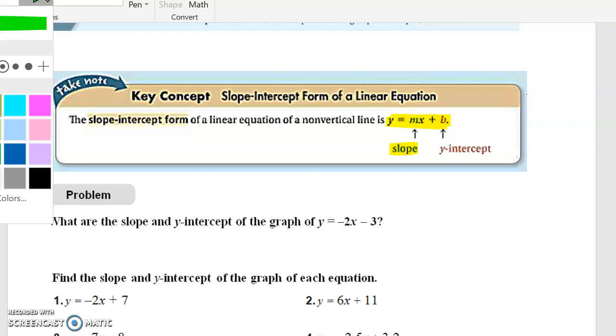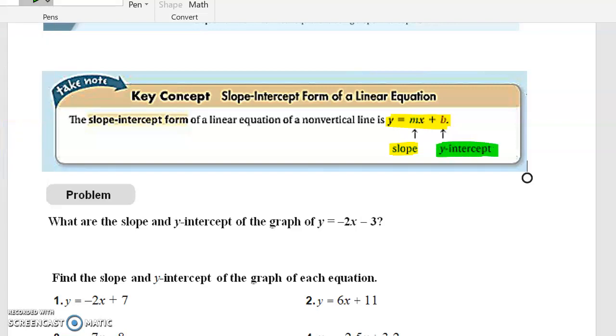The b part, that plus b at the end, is going to stand for the y-intercept. That y-intercept is where x equals 0. On our graph, it's where the line crosses the y-axis. In a table, it's where x equals 0. That'll start to make more sense as we go through some practice problems. I just want to make sure you're familiar with y equals mx plus b and what m and b stand for. So let's start off with some basic identification problems.